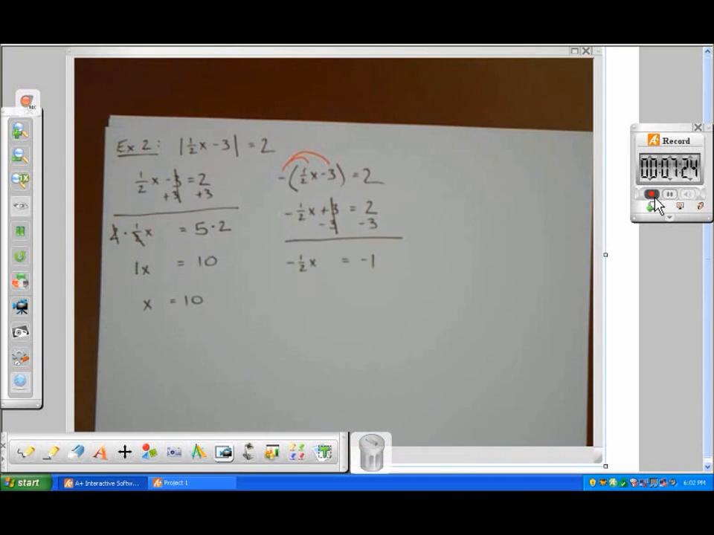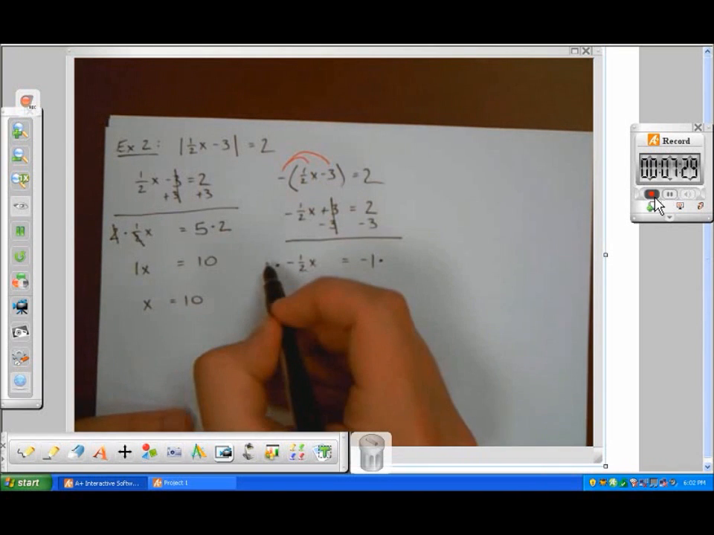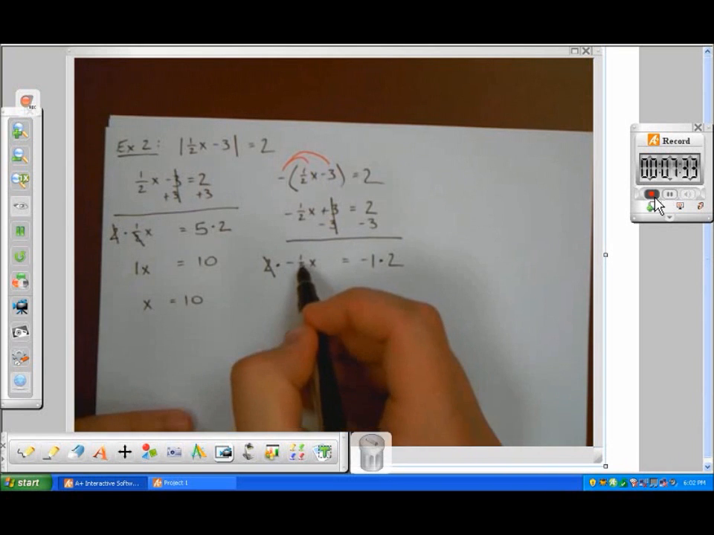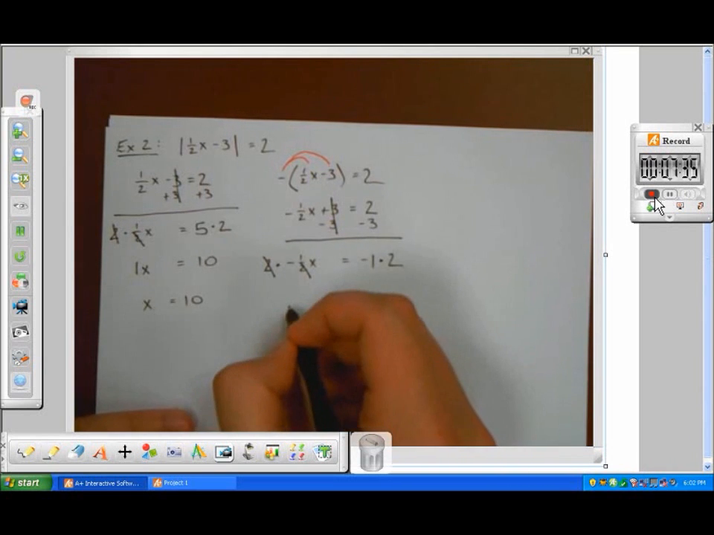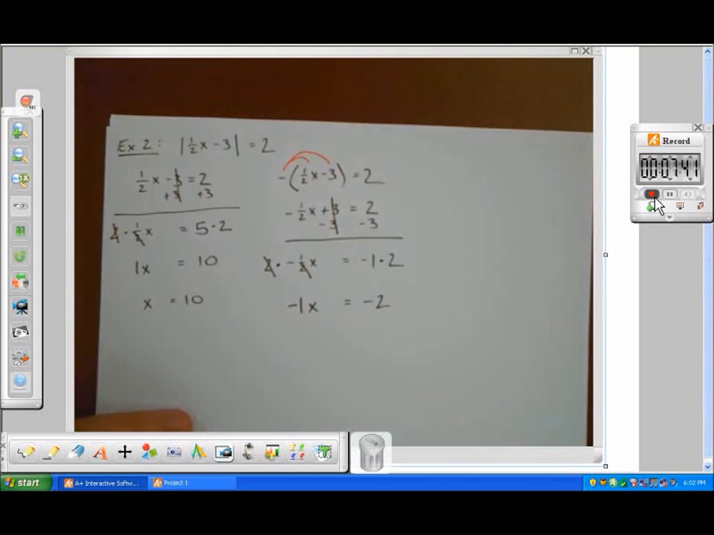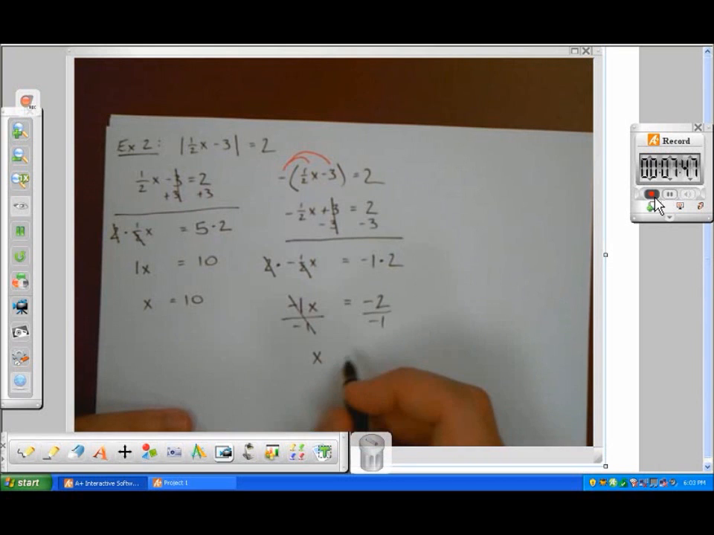Now, to get rid of the fraction, I'm going to multiply both sides by the denominator, by 2. This 2 cancels with that 2, and it leaves negative 1x equals -2. The last thing I'm going to do now is divide both sides by -1. So these cancel out. X equals -2 divided by -1 is a positive 2.